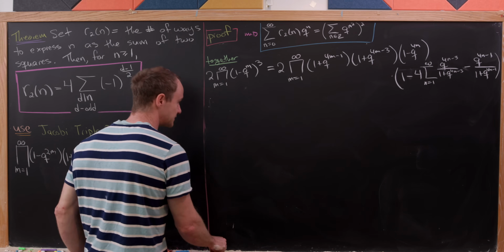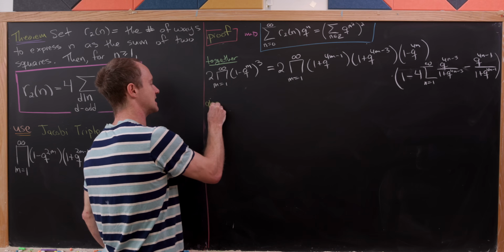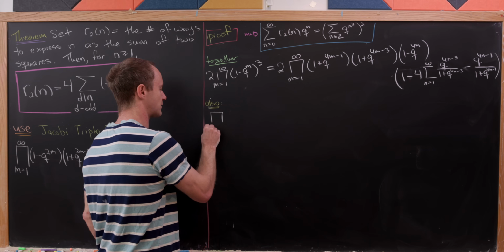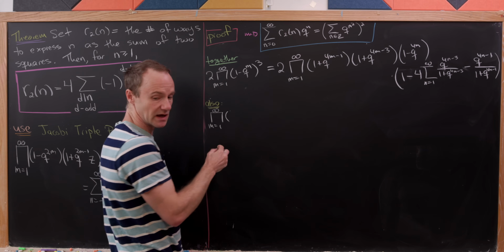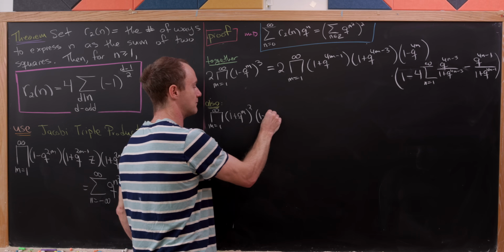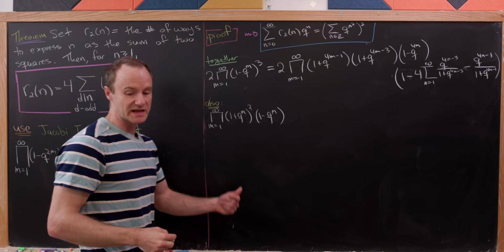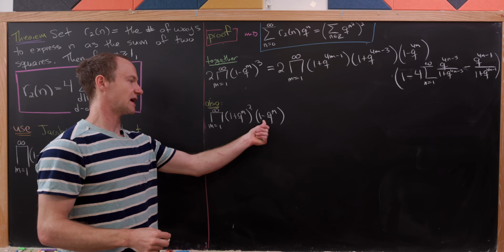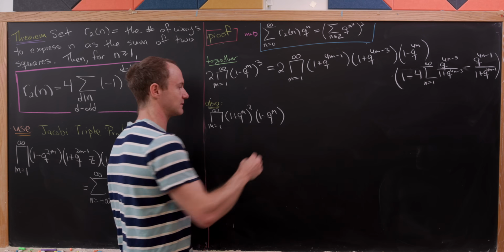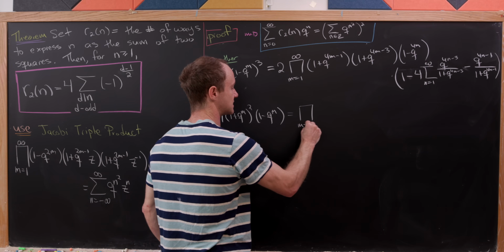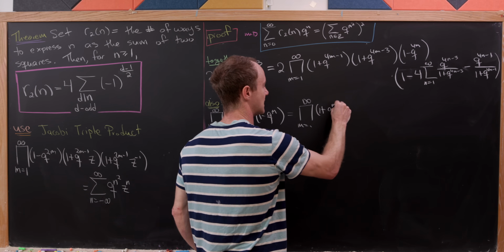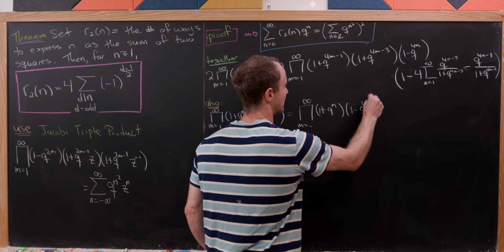Now, I'd like to observe the following kind of related object, which will help us simplify this a little bit. Let's observe if we take the product as m goes from 1 to infinity of 1 plus q to the m all squared, and then 1 minus q to the m. We can take one of these 1 plus q to the m's and pair it with the 1 minus q to the m and write it as 1 minus q to the 2m. So we can write that as the product of, like I said, 1 plus q to the m and then 1 minus q to the 2m.